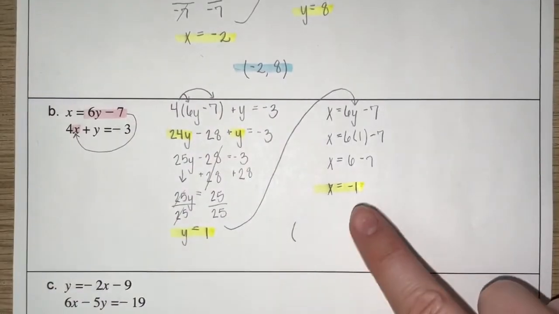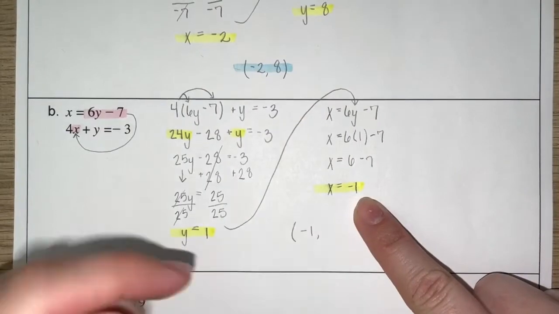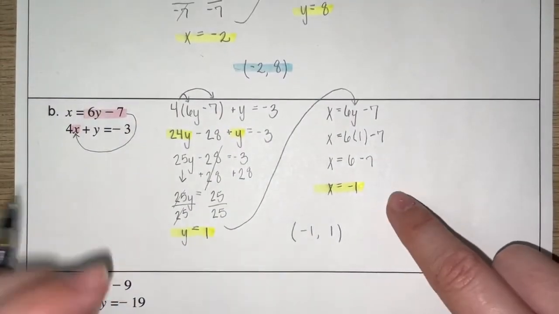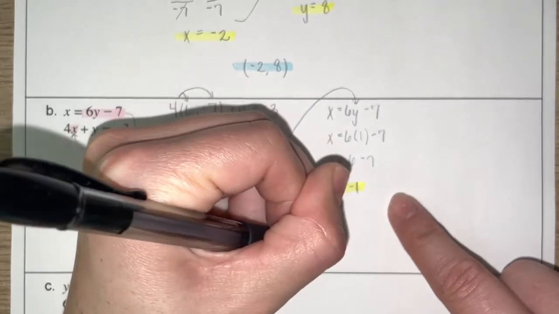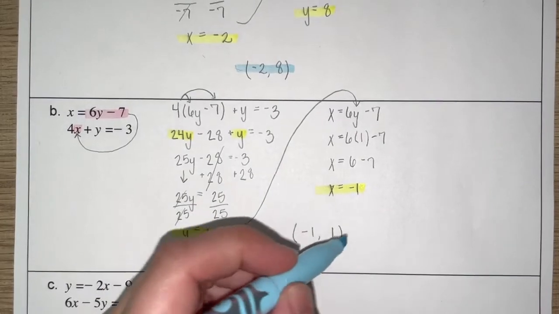So our final solution will be -1 comma 1. It'll always be in that order, so make sure you pay attention to what x and y are. You're not just looking at what value you solved for first. So our final solution is (-1, 1).